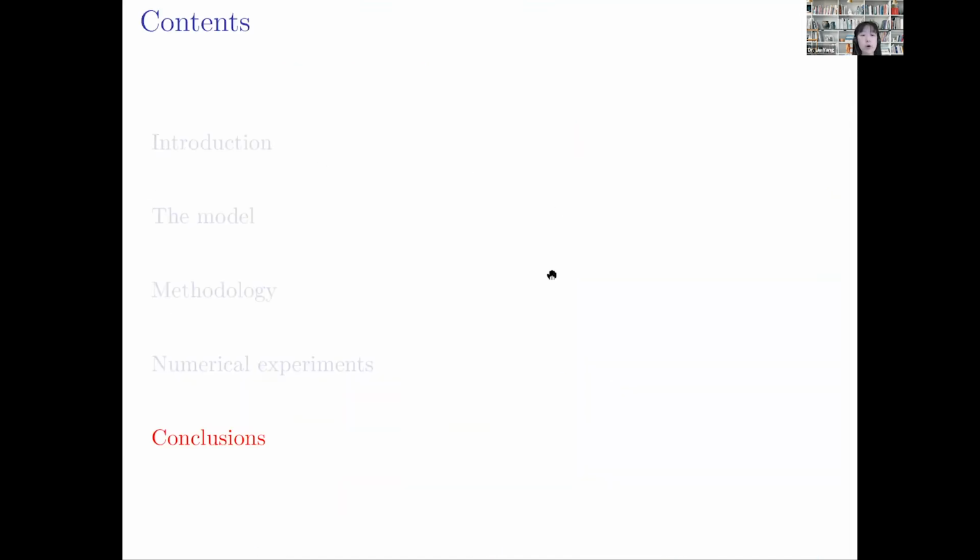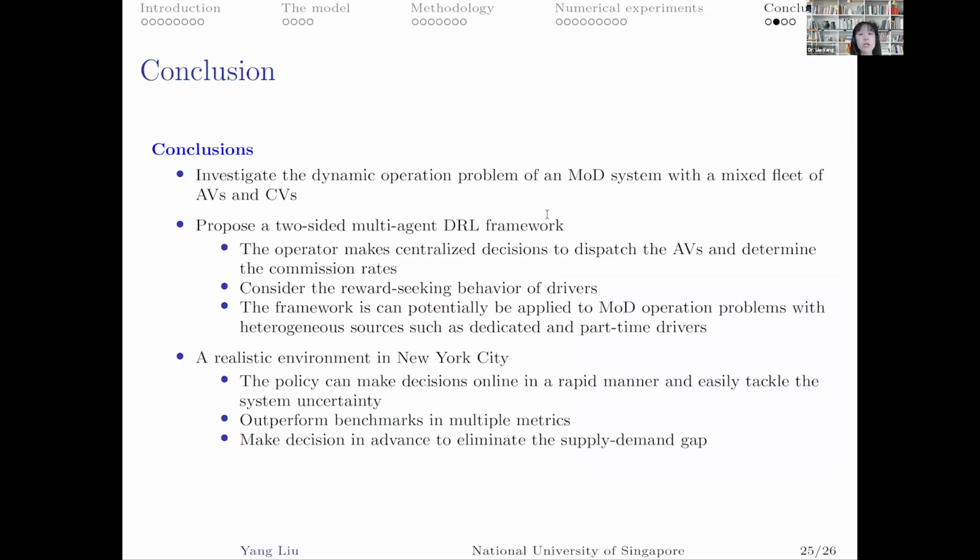Okay, so to conclude, we investigate the dynamic operation problem of a MOD system with a mixed fleet of both AVs and CVs, and we propose a two-sided multi-agent deep reinforcement learning framework where the operator makes the centralized decision and the driver makes the decentralized decision.